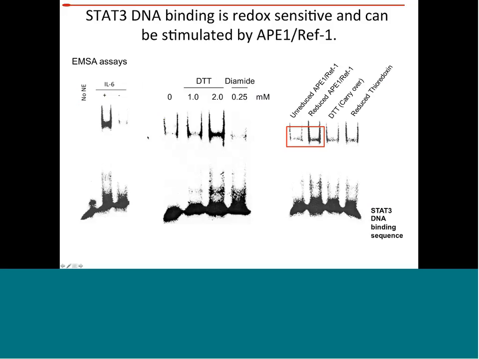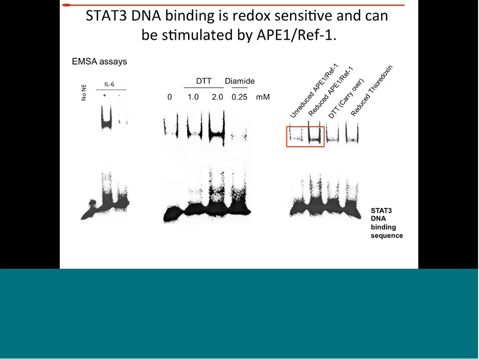Here are two, a reducing agent and an oxidizing agent. You can see as you add more reducing agent, you get more STAT3 binding, showing that it is under redox control. And when you add the oxidizing reagent to that reaction, then you now negate the binding of STAT3 to DNA. The next step we did was to actually take and add pure APE1 protein to that EMSA assay.